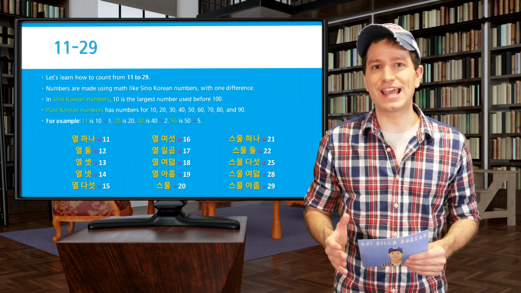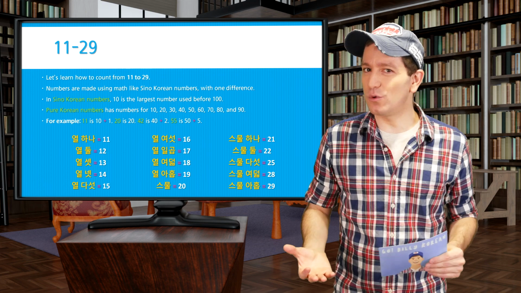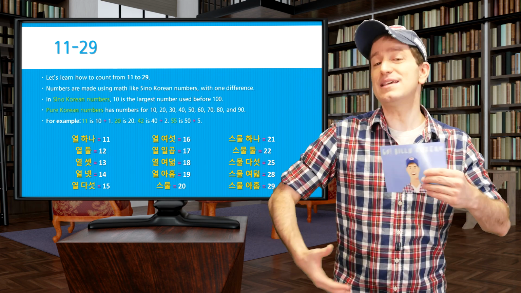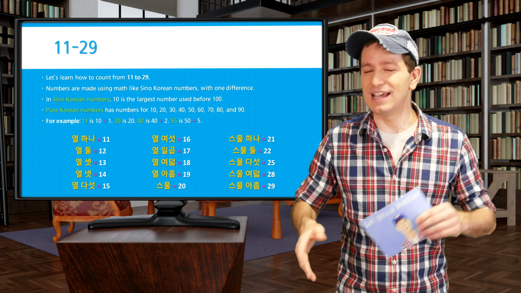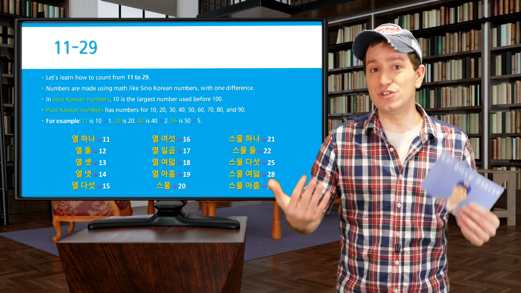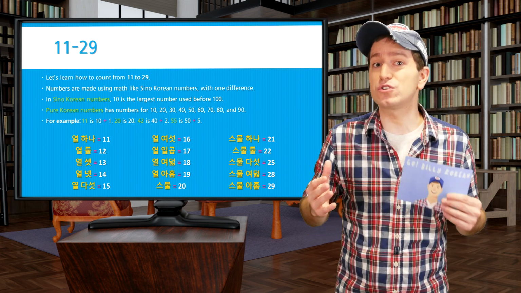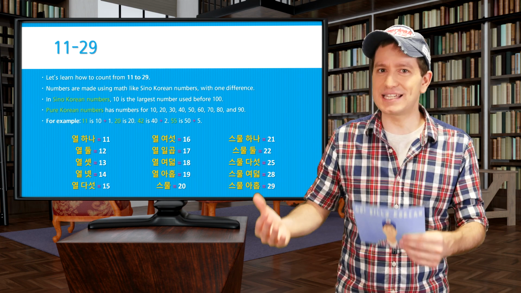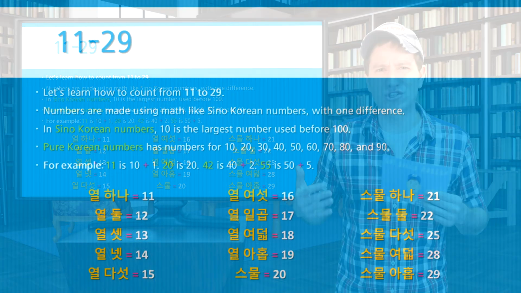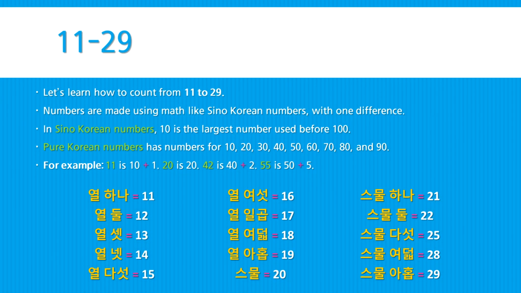Next, let's talk about how to count from 11 to 29. Now, the way that counting works in pure Korean is similar to Sino-Korean with one difference. In Sino-Korean, the largest number that you used up until 99 was just 10. But in pure Korean, there are numbers for 20, 30, 40, 50, 60, 70, 80, and 90. So let's see how that looks. So 11 would be 10 plus 1, 20 would be just 20, 42 would be 40 plus 2, and 55 would be 50 plus 5. So here are some examples.